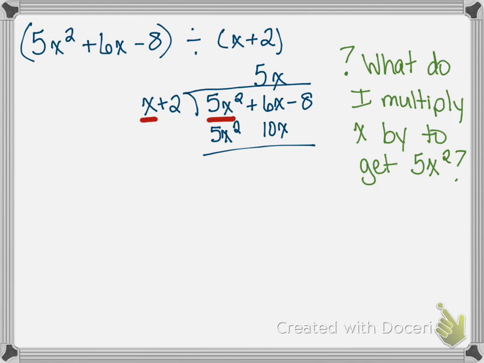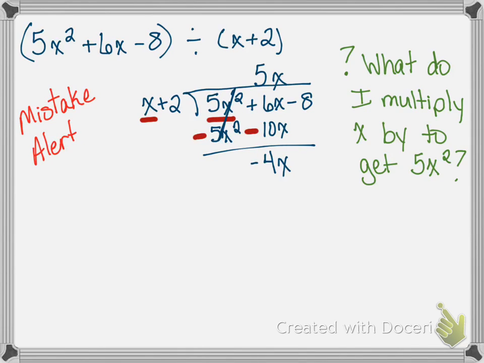Now, this is where students make mistakes. This is what I call a mistake alert. We are subtracting. So I have to put subtraction here and subtraction here. If either one of those were already negative, what would I do? I would add. So you are subtracting, so you are going to change the sign. You're going to make it its opposite. 5x squared minus 5x squared, what happens there? Good. 6x minus 10x? Got it.